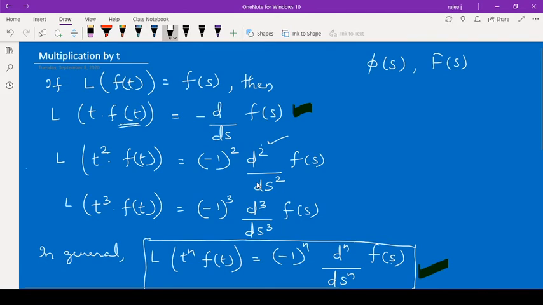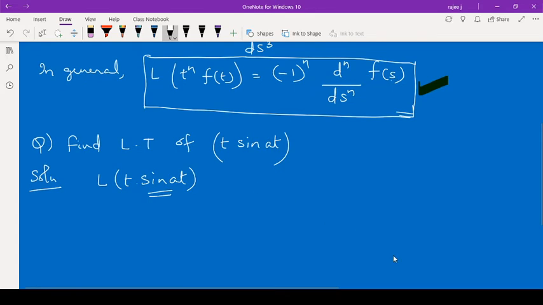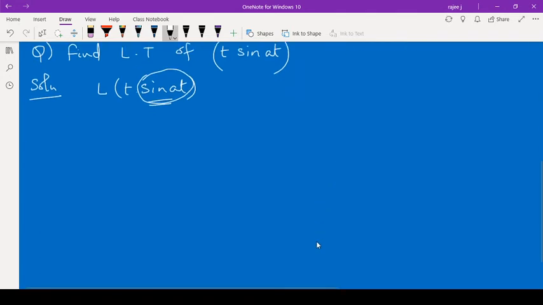If L of f of t is equal to f of s, first of all you need to find the Laplace transform of that f of t. So here f of t is this function, sin at. So that is L of sin at. L of sin at, by formula we know, is a upon s squared plus a squared. Therefore L of t means we multiply that with t.